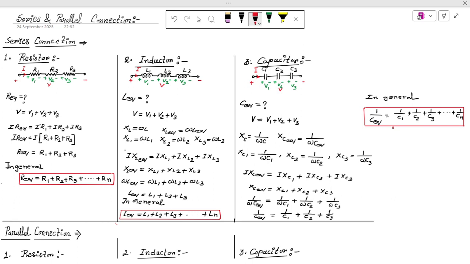Okay, so this is for today's lecture, series connection of parameters. What will be the formula? For R or L the formula is the same, for C it is different.